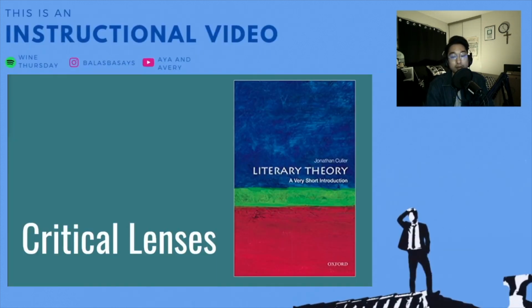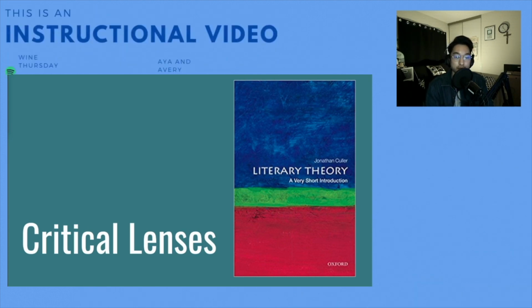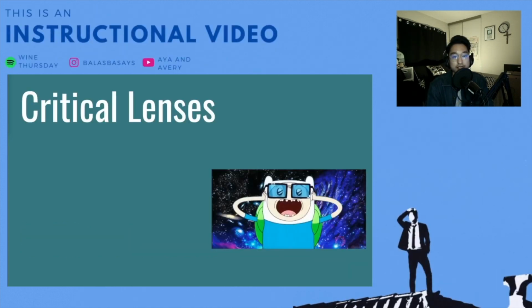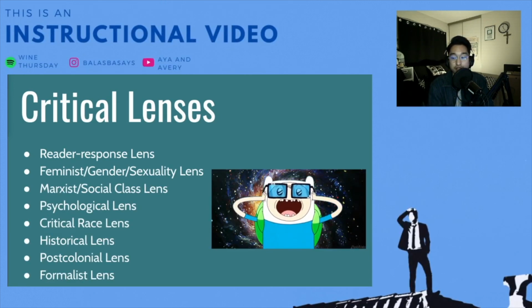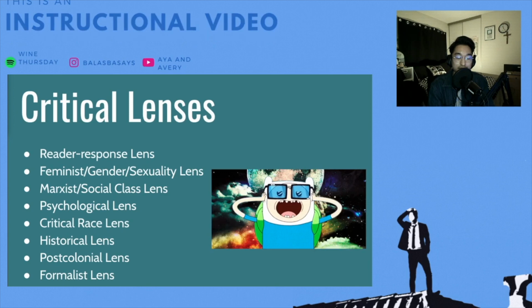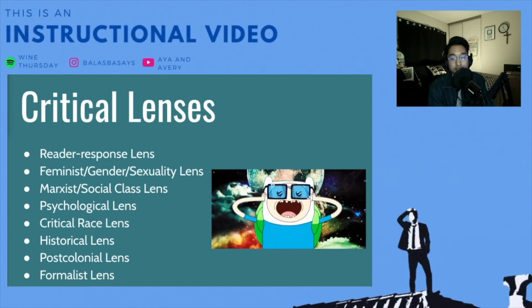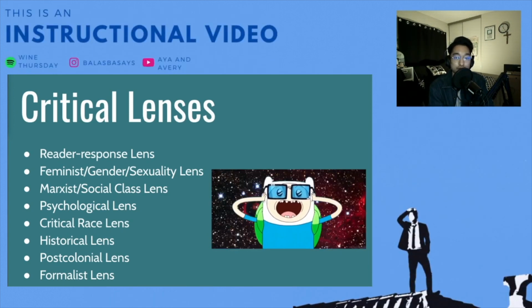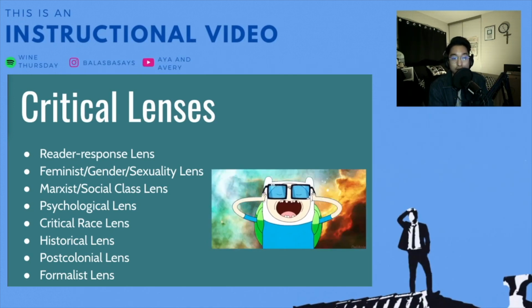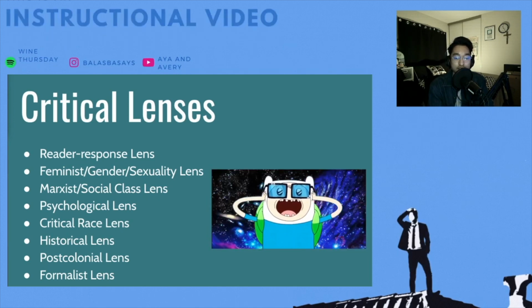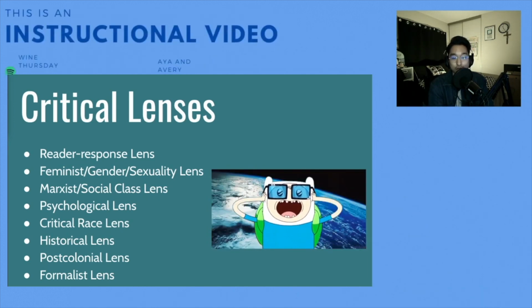In this unit, the primary reader will be Oxford's Literary Theory: A Very Short Introduction by Jonathan Culler. Here are some of the lenses that we're going to learn about in this unit: the reader response lens, feminist gender and sexuality, Marxist social class, psychological, critical race, historical, post-colonial, and formalist lens. There are dozens, if not hundreds, of authors, philosophers, and writers who have various ways that they look at and analyze literature and the world. And it's not just limited to these 8 lenses that we're going to learn about in this unit.